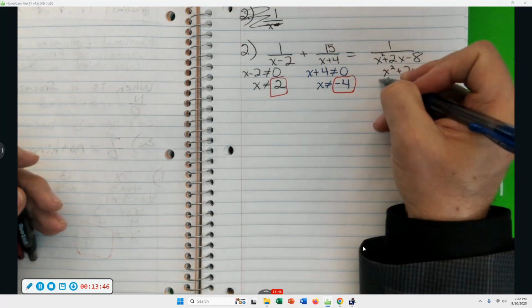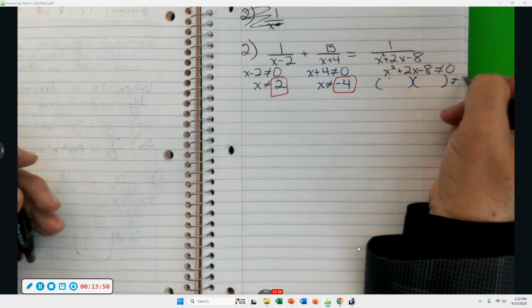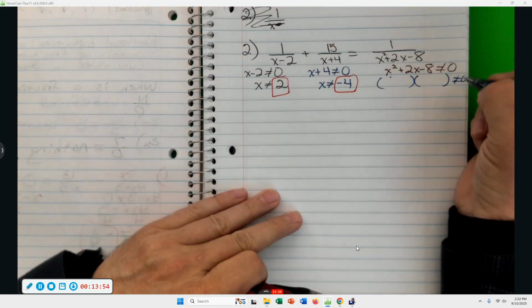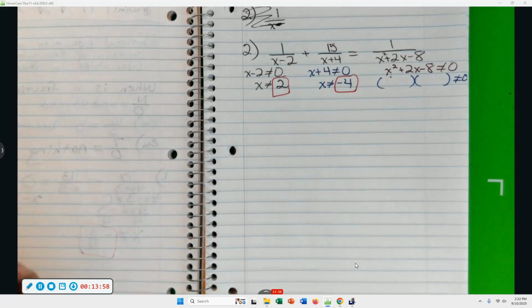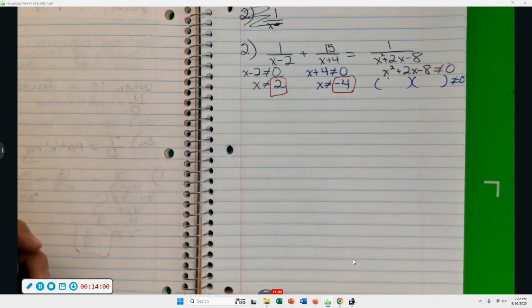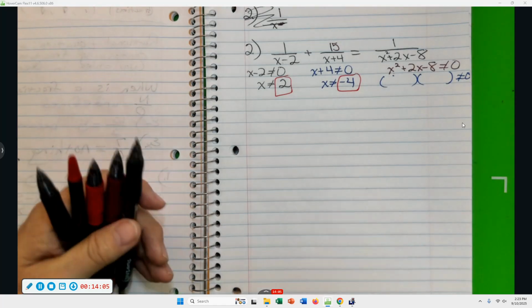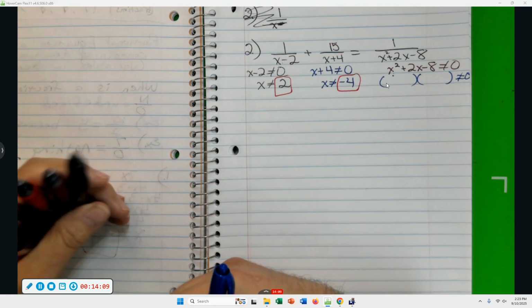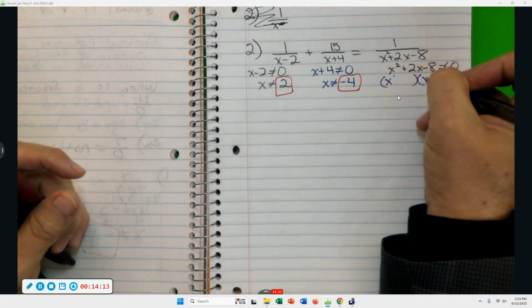I'm going to write my 2 sets of parentheses. Doesn't equal 0. Oh, my 0 is cut off there. There. That made it better. Okay. X squared, there's only one possibility. What is it? 1 times 1, so 1x times 1x.